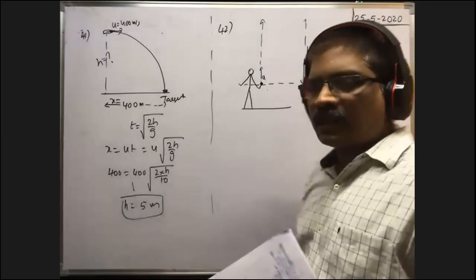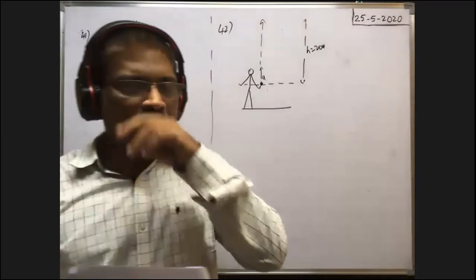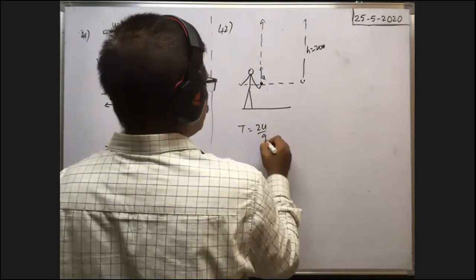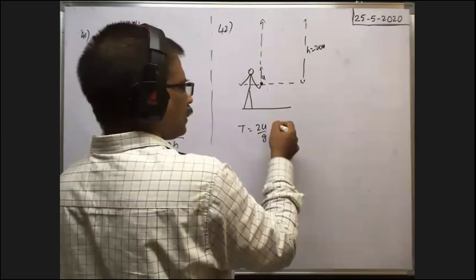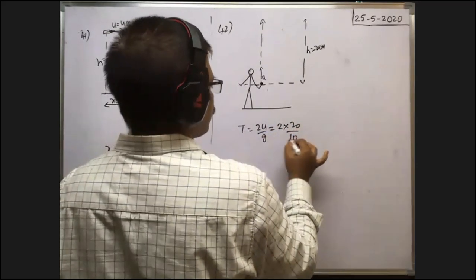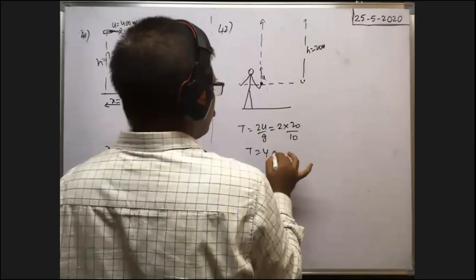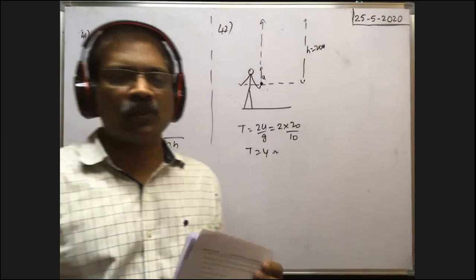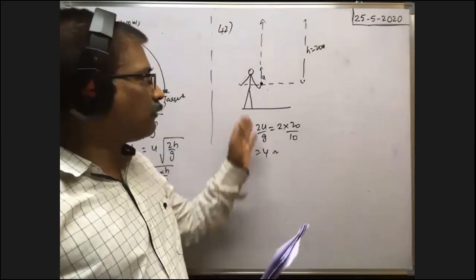Then what is the time of flight for that ball? Time of flight t is equal to 2u by g. u by g is the time of ascent, and 2u by g is the time of flight. That is equal to 2 into 20 by g, meaning 10. Therefore, t is equal to 4 seconds. Here he is throwing 4 balls. Then the time of flight of each ball is equal to 4 seconds.